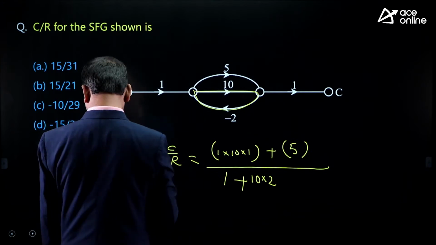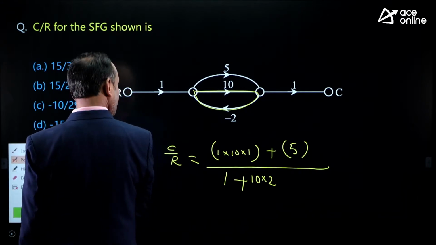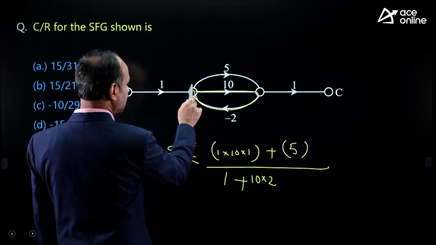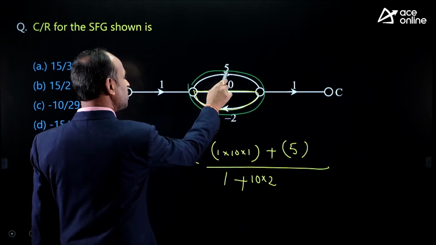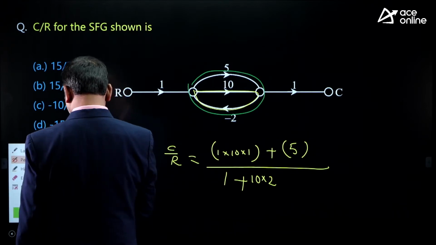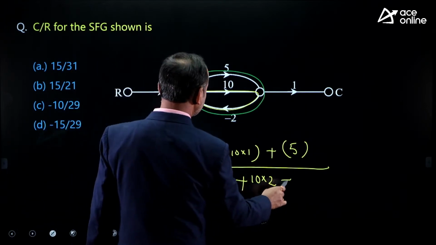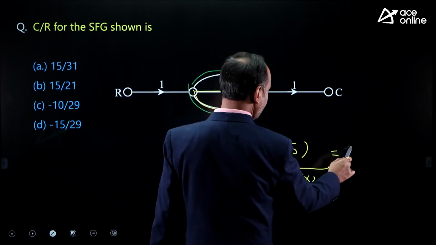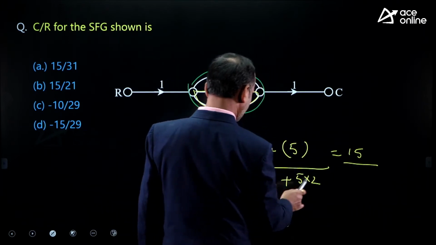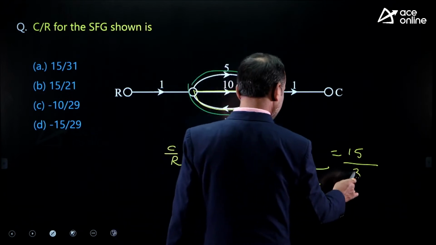10 into 2, this is one loop. One more loop is also there, that loop I am writing like this. This is also one more loop, named 5 into 2. 5 into 2 means minus, minus means plus 5 into 2 here. So 10 plus 5, 15. 20 plus 10, 30, 31.